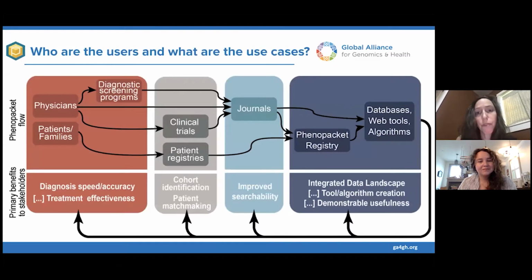So who are the users and what are the use cases? Well, we imagine that Phenopackets can be generated by physicians or patients and families. They can be delivered to diagnostic screening programs, used in clinical trials and patient registries. We're really excited about working with journals more recently to implement improved representation of phenotypic information in journals so that we can understand the actual phenotypic spectrum of each patient that's represented in many of the clinical genetics manuscripts that describe relationships between genotypes and phenotypes.